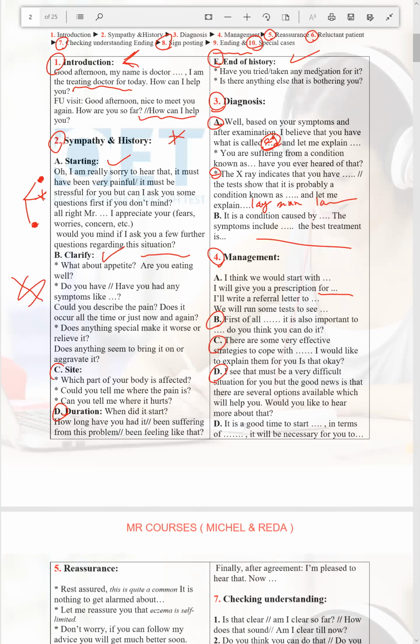All of this. Okay. There are some very effective strategies to cope with this. I would like to explain them for you. Is it okay with you? Be careful. You have to speak in about three sentences. Do not elongate your sentences. Don't make the conversation boring like I'm doing now.